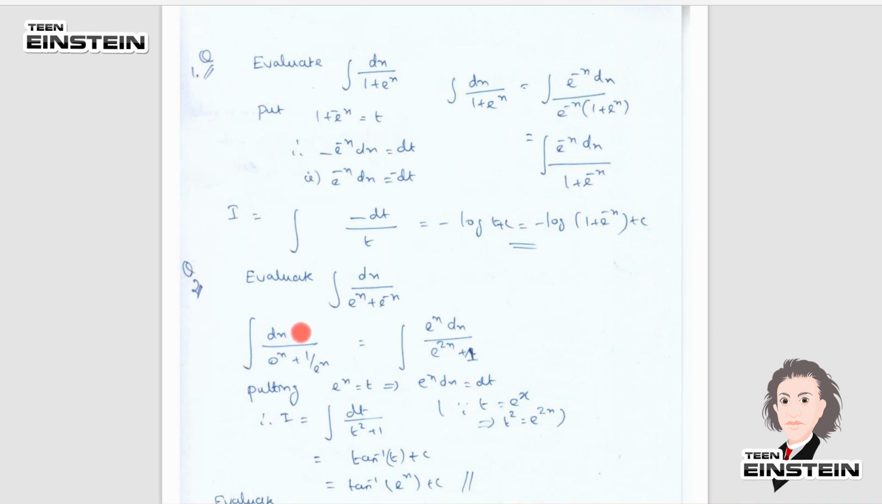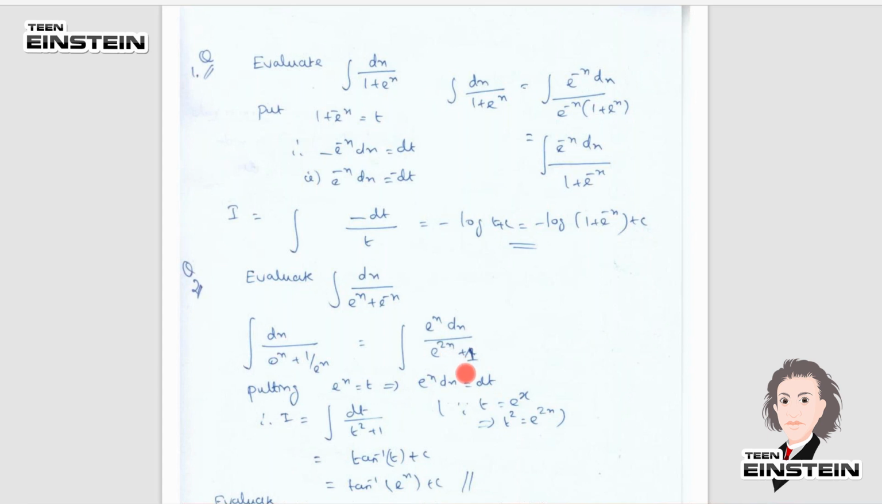See the second problem. Evaluate integral 1 over e power x plus e power minus x dx. See the denominator, e power x plus e power minus x. So this e power minus x can be rewritten as 1 by e power x. Now simplify this. Cross multiply. What you are getting? e power x into e power x, which is nothing but e power 2x, plus 1 by e power x. That will come into the numerator. So what you are getting is integral e power x dx by e power 2x plus 1.